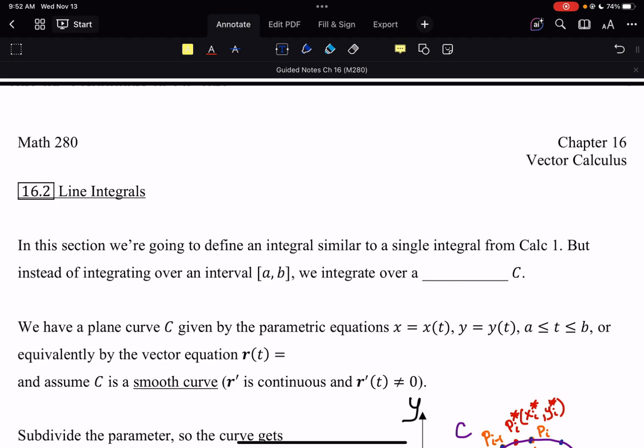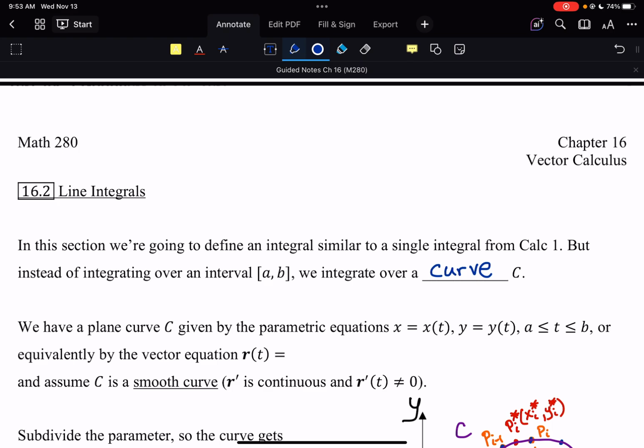So we're going to define an integral in this section that is similar to a single integral from Calc 1, but instead of integrating over an interval from a to b, we integrate over a curve C. So the concept of a line integral, it's almost a bit of a misnomer because we're not integrating over lines necessarily like we were before.